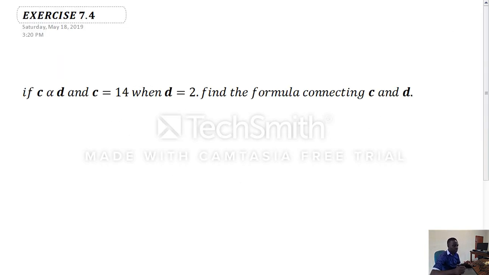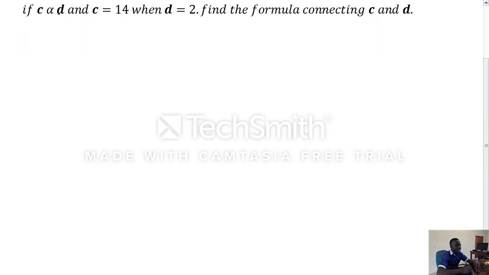In this next example, still under direct variation, we are told that if c varies directly as d, and c is equal to 14 when d is equal to 2, we should find the formula connecting c and d. So if c varies as d and c is equal to 14, how do we write that? We say c varies as d.